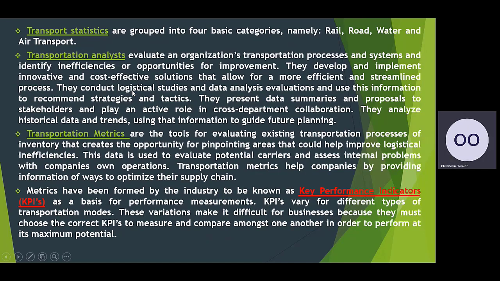They are grouped into 4 basic categories. We have the road, the rail, water, and air. So I said transportation analysts evaluate an organization's transportation processes and systems. So as an analyst, a fleet analyst, a logistics analyst, operation analyst, data analyst, whatever form of analyst that you find yourself in the transportation industry, you are able to identify the processes and the systems and the inefficiencies around them, so that you can help to make informed decisions on how this can be corrected and improved. It might not be totally eliminated, but it can be improved.